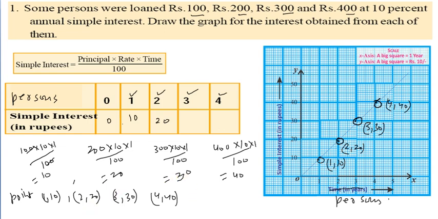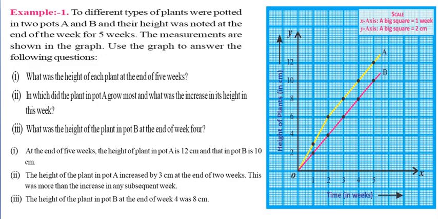Let us do the next question, and that one is example 1. Two different types of plants were potted into pots A and B. Their heights were noted at the end of each week for 5 weeks. The measurements are shown in the graph. It is given in your graph. Use the graph and answer the following questions.